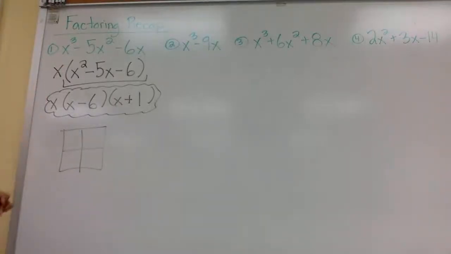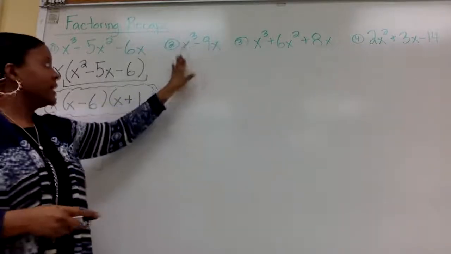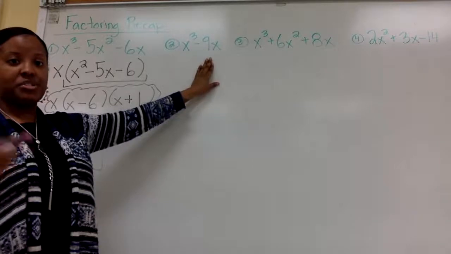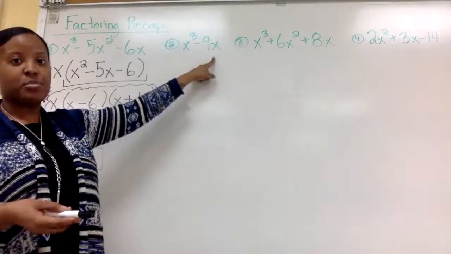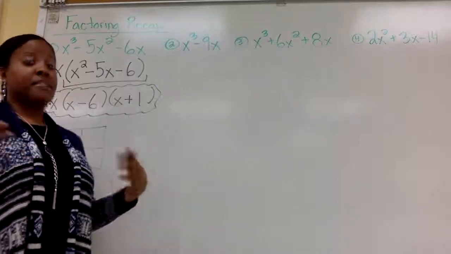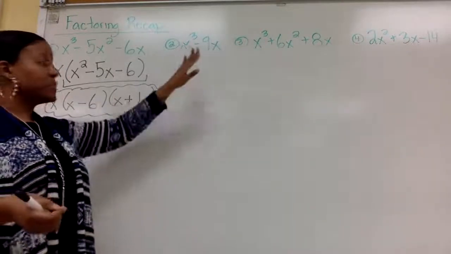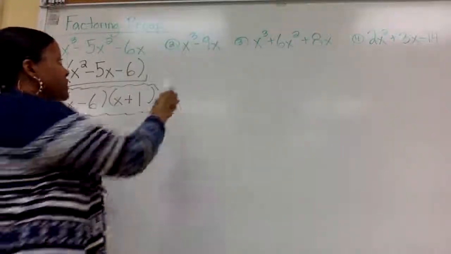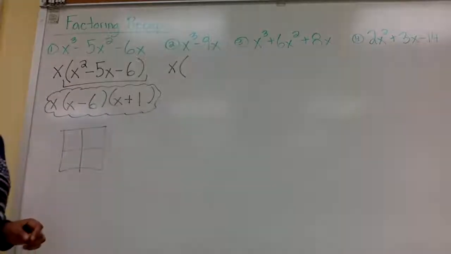All right, number 2. x to the third minus 9x. Again, the first step is to check to see what's your greatest common factor. I can see here that they both share a variable of x. Sometimes it might be 5x, sometimes it might be just a number or just a variable, but you want to pull out whatever they share. So they both share an x, so I'm going to pull that out. Everything else goes on the inside.